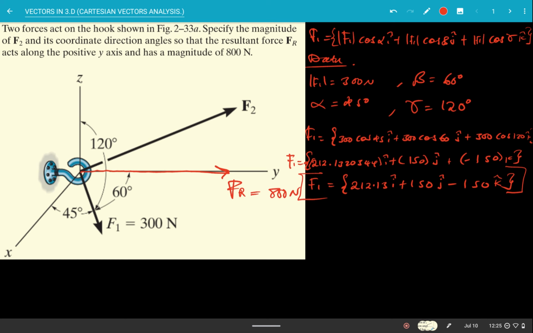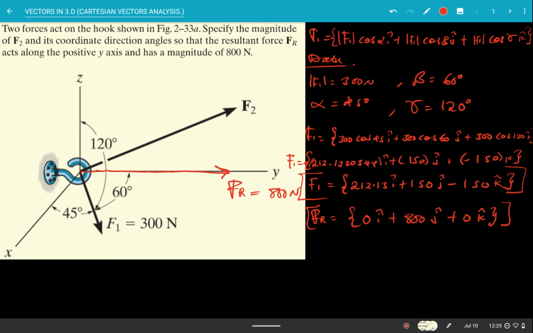Now we need to also understand that we can express our resultant in Cartesian form. Remember, it's only acting along the positive y-axis, which means it has 0 components in the I and 0 components in the K, but it has 800 as a magnitude in the J. So we have 0 in the I plus 800 in the J plus 0 in the K.